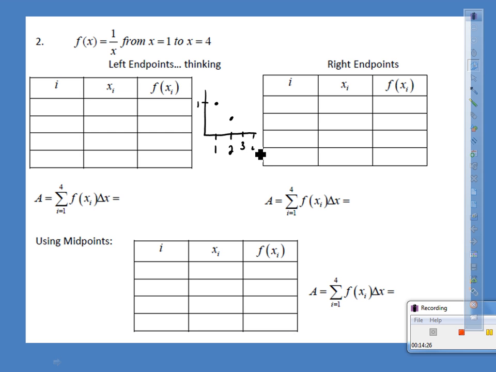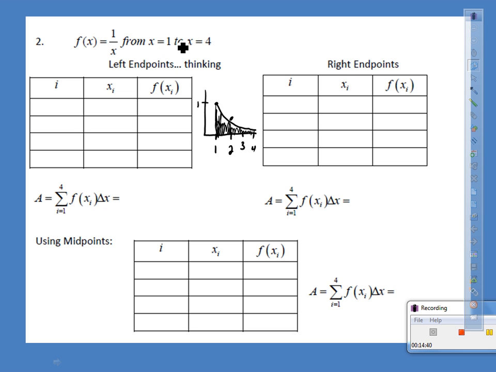3 and 4, we're going to be looking at the area under a curve, something like that. So this is the area that you're going to be finding. But the thinking is going to be just like what we did.